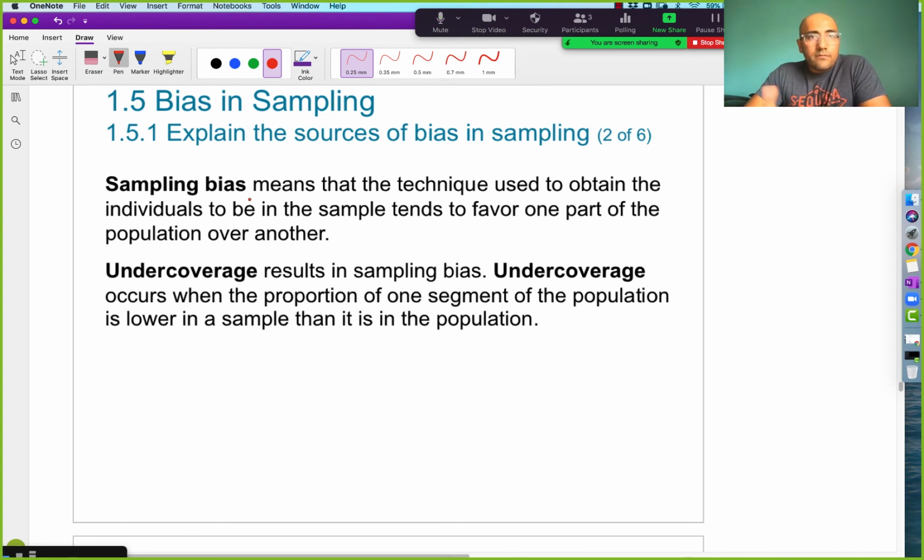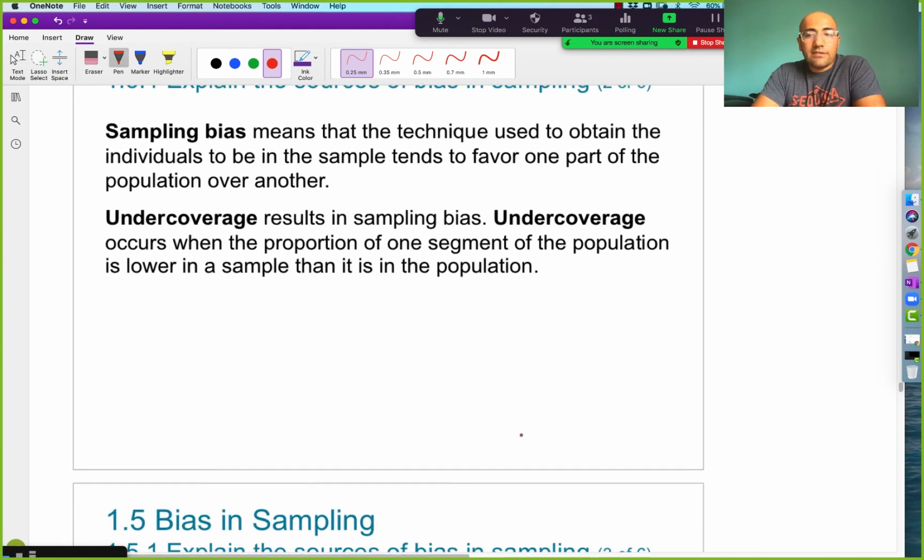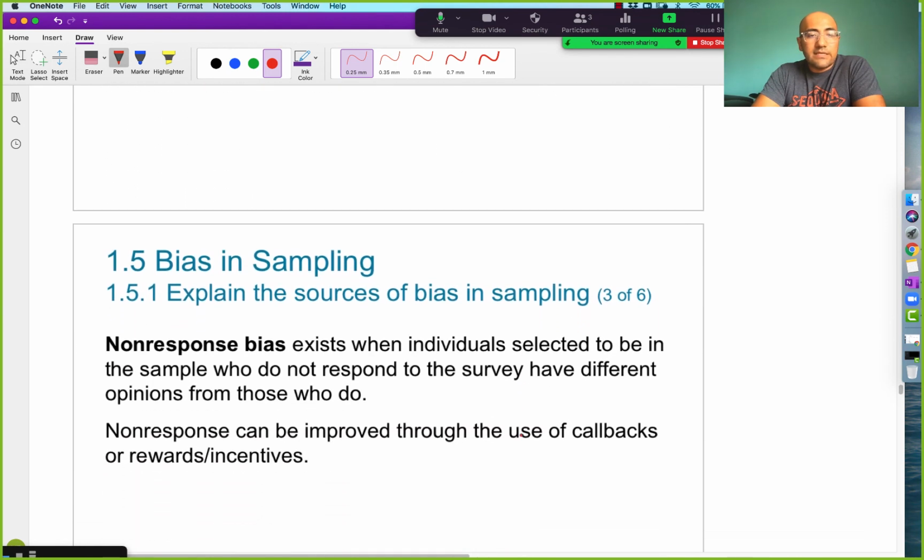Or, say Mexican. Maybe your campus has a lot of students that are Mexican, and then you take a sample, and it has a very small proportion of Mexican students, then that would be undercoverage. Right? So a bias exists because your sample is not doing a good job of representing the entire population.